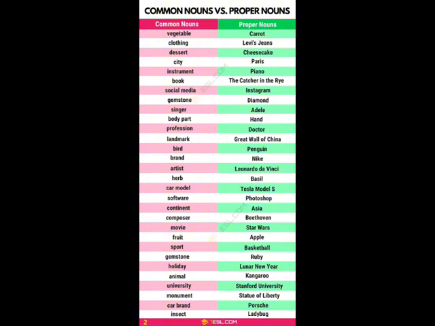For example, I can use animals for common nouns. But for proper nouns, I have to choose one type of animal from all the animals. For example, if I say a dog, that is a proper noun. So the main difference between a common noun and a proper noun is that common noun is collective while proper noun is specific.